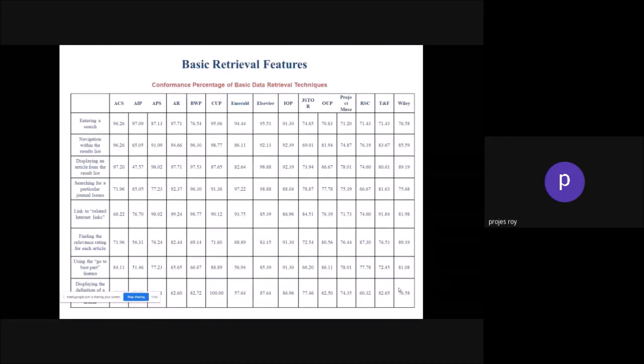These are the basic information retrieval features that need to be enlisted in each and every online database available throughout the world. There should be a very simple way of entering a search, navigation within search results, displaying an article from the result list, searching for a particular journal issue, links to related internet links, finding the relevant rating for each article, meaning the rating of the article which I am finding, using a go-to-the-base-part feature of an article, displaying the definition of a word in an article. That needs to be incorporated.